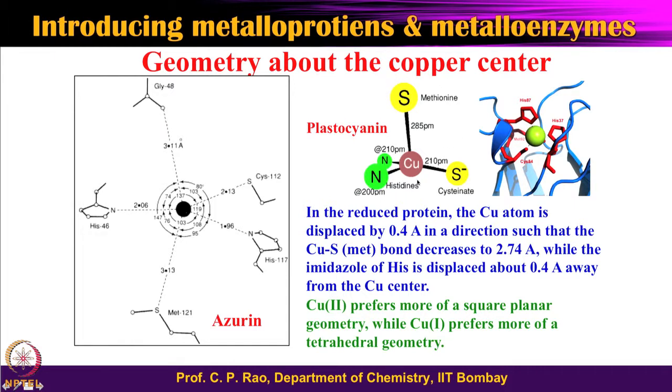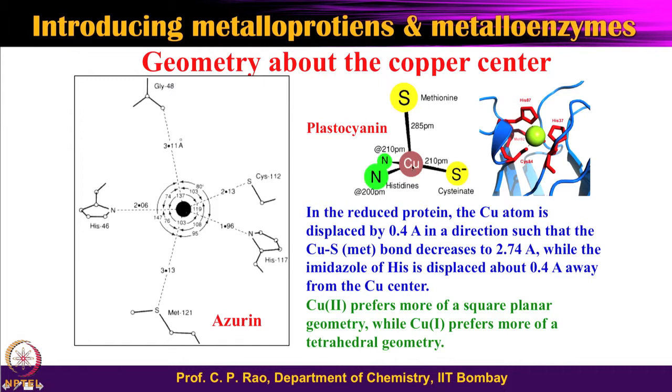What is the function of this protein? Electron transfer. Electron transfer means copper can go between 2 plus and 1 plus. In the oxidized state it is copper 2 plus, in the reduced state it is copper 1 plus. Again back to oxidized, copper 2 plus, back to reduced, copper 1 plus. So it is a one electron transfer, going between copper 1 and copper 2. This is from the oxidized protein.